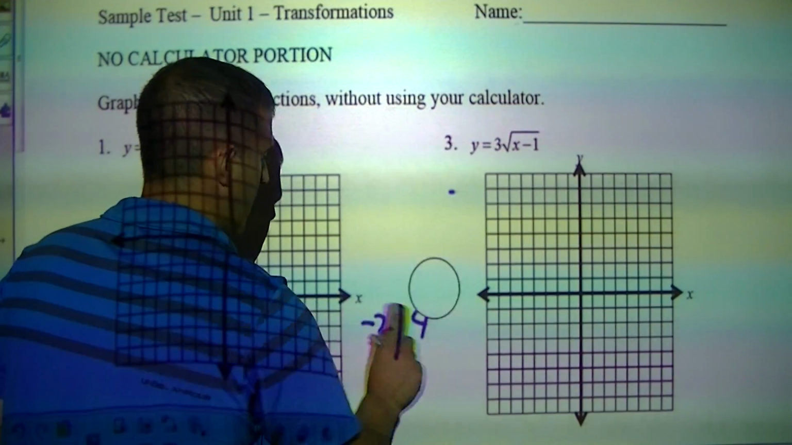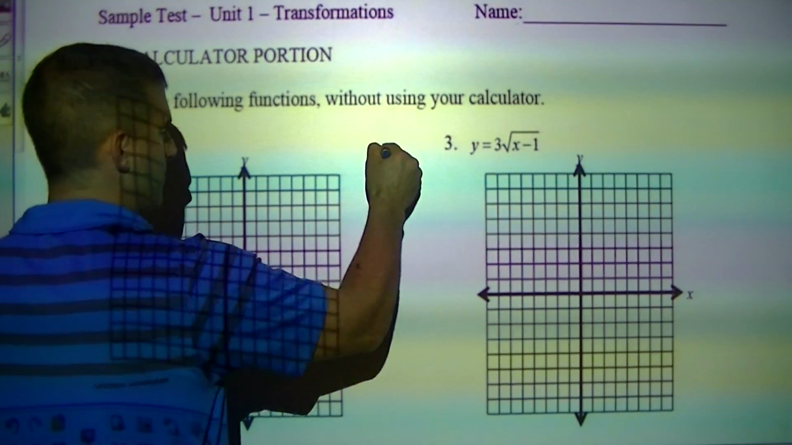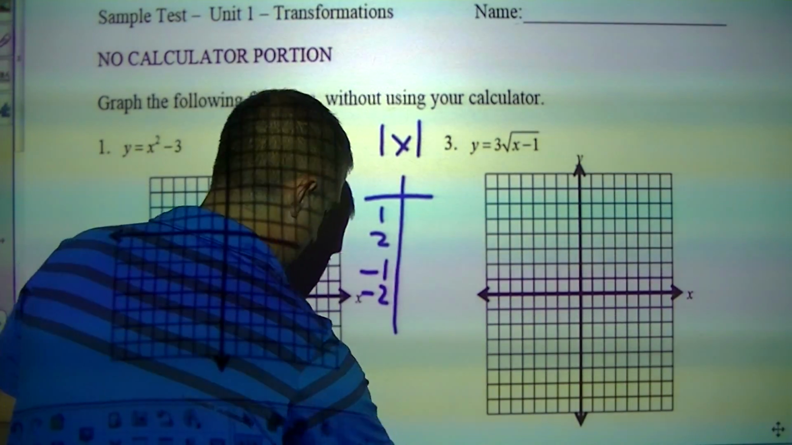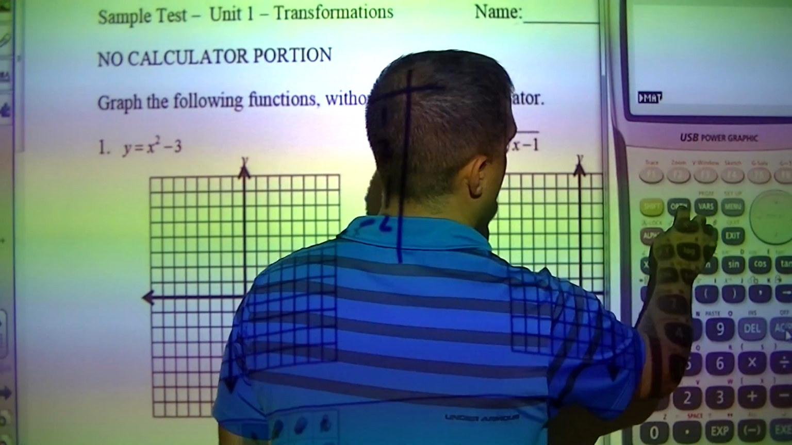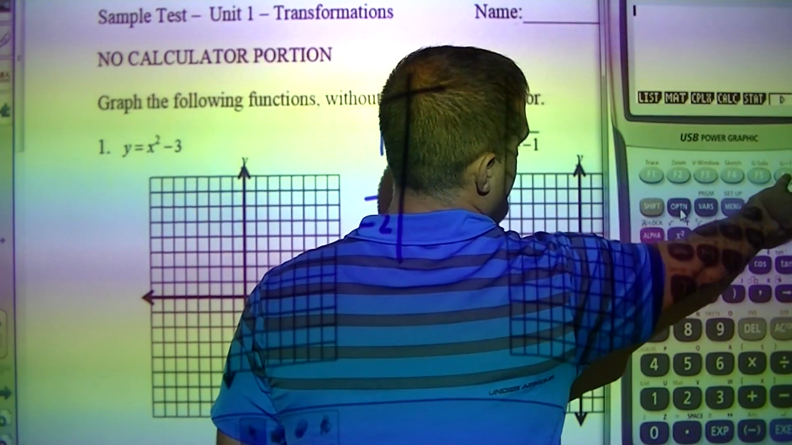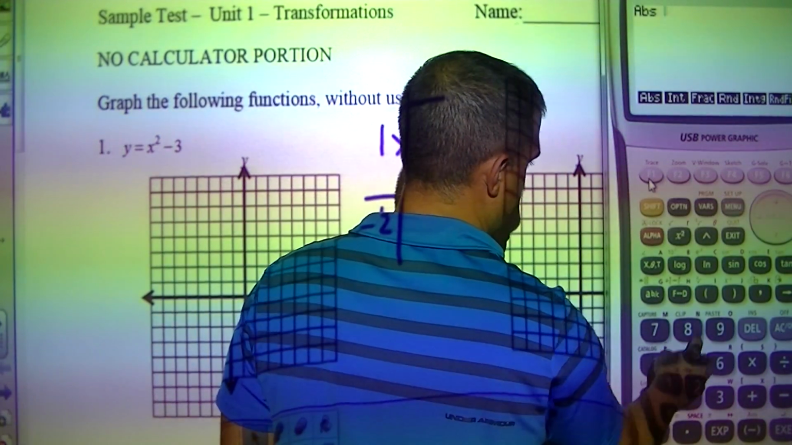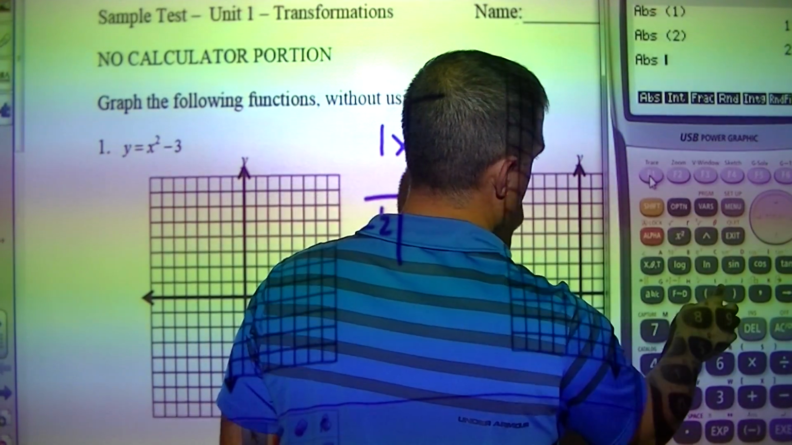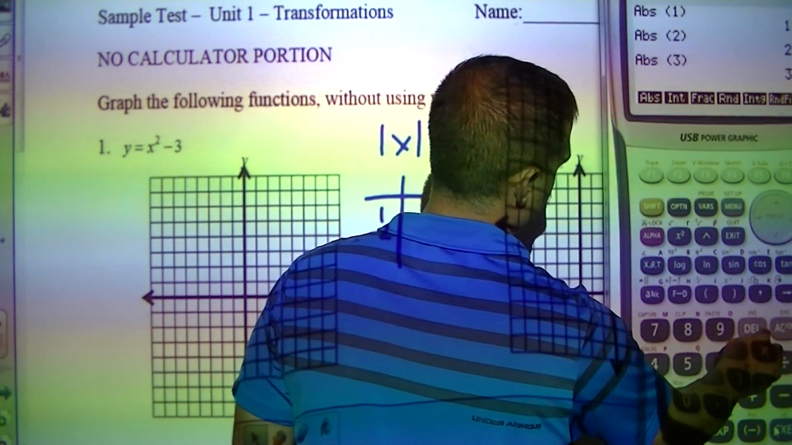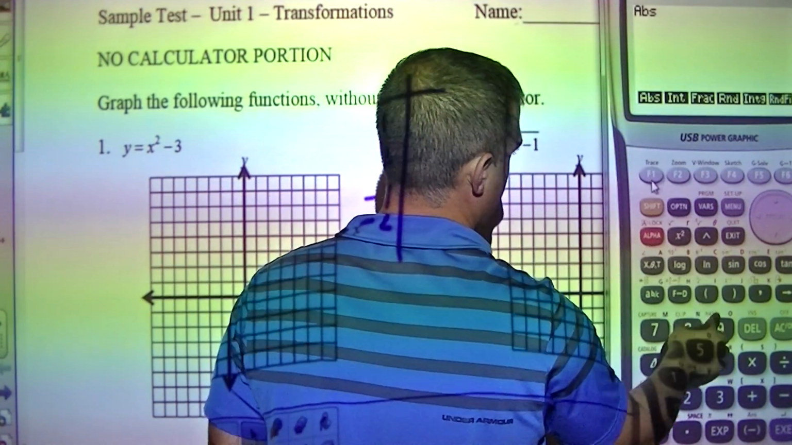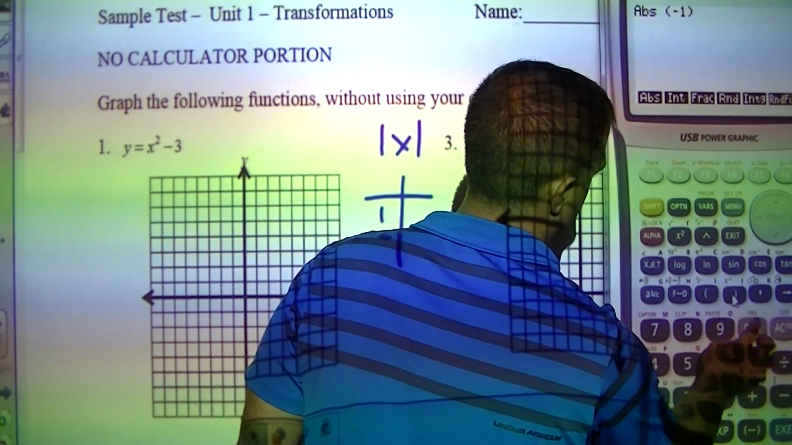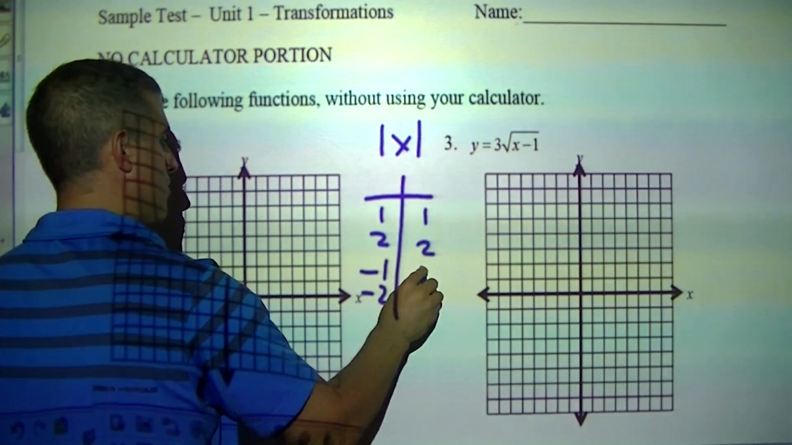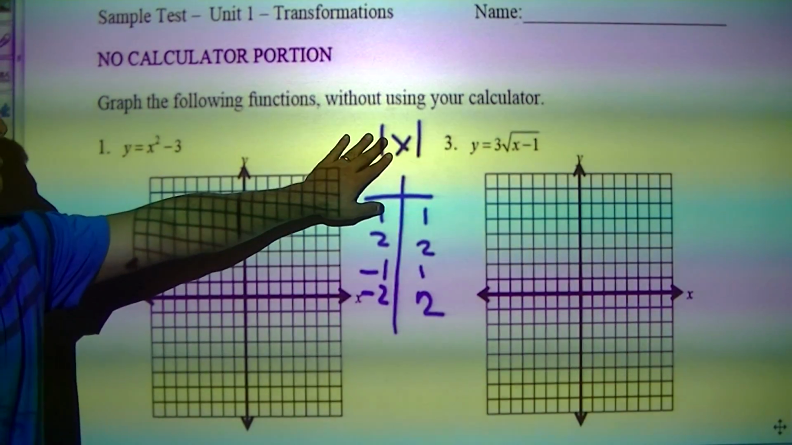Now, if you've got the absolute value function, we use 1, 2, -1, -2. Once again, if you need to figure those out, press Option, F6 to go over, Num, ABS, ABS1, ABS2, ABS -1, ABS -2. If you do these, you get 1, 2, 1, 2. So that's if you have absolute value.